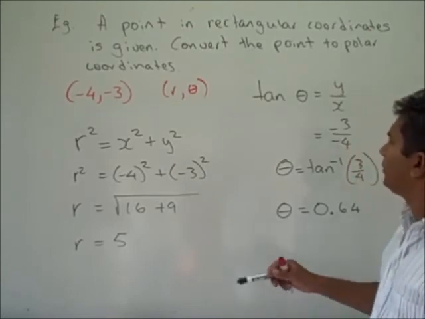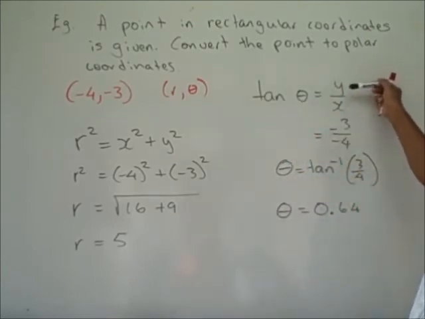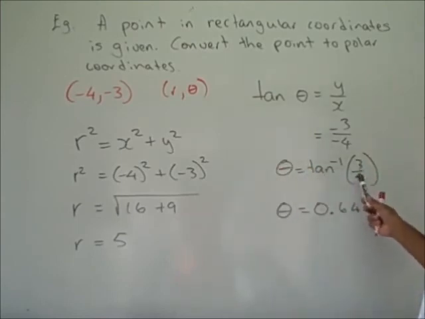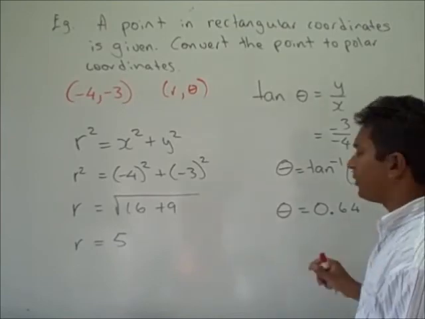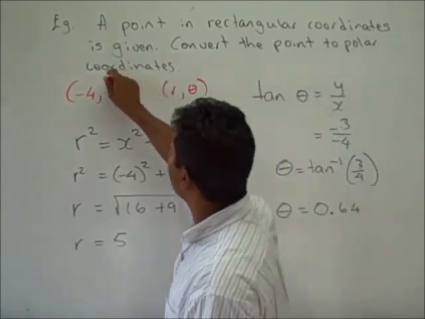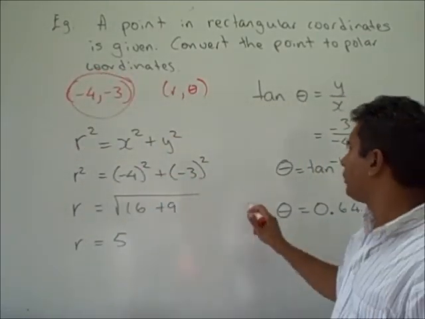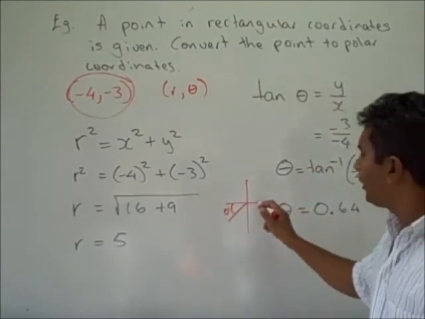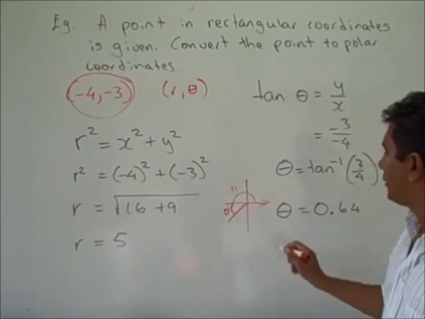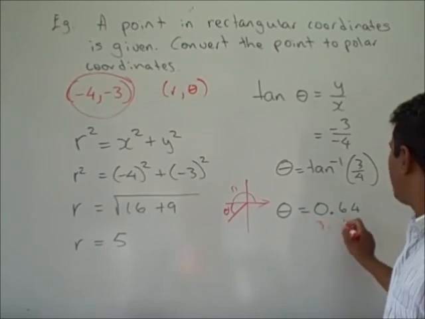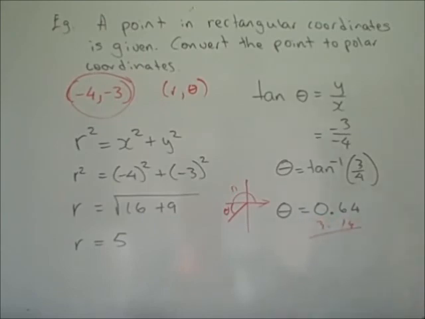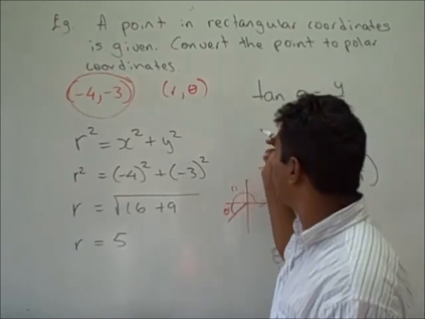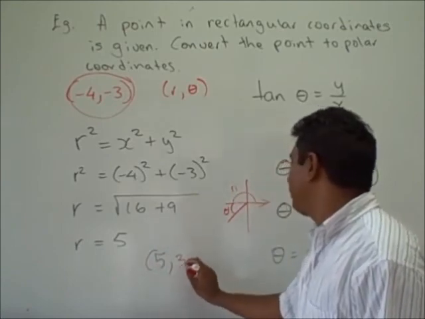To find theta, we know that tan theta is equal to y over x. Our y value is -3 and our x value is -4. So theta would be the arctan of 3 over 4. The arctan of 3 over 4 is 0.64. Our rectangular coordinates here are in the third quadrant, so theta is in the third quadrant. To find the actual theta from our polar axis, we need to add pi, or 3.14, to this. So 3.14 plus 0.64 gives us theta, which is equal to 3.78. So our polar coordinates for this would be 5 and 3.78.